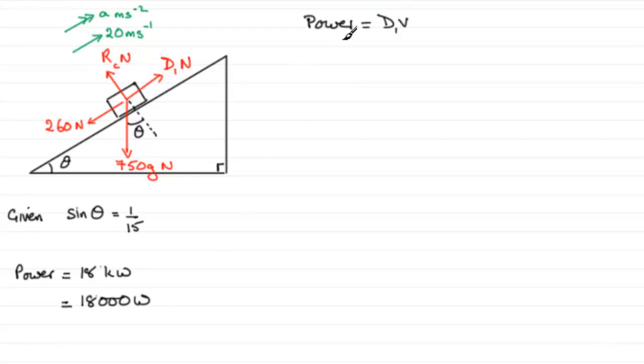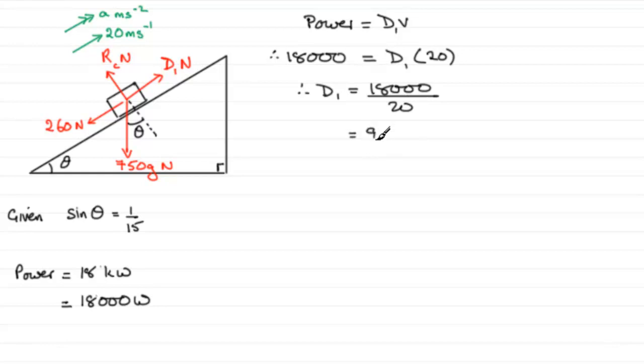Right, okay, so we've got the power. The power is 18,000, so we can say that therefore 18,000 equals that driving force, D1, multiplied by V, which is 20. And if we now rearrange this to get D1 by doing 18,000 divided by the 20, what you end up with is 900. So you've got your new driving force of 900 newtons.